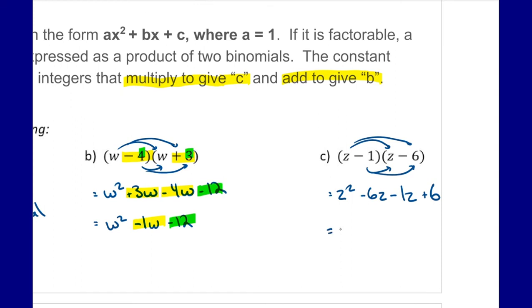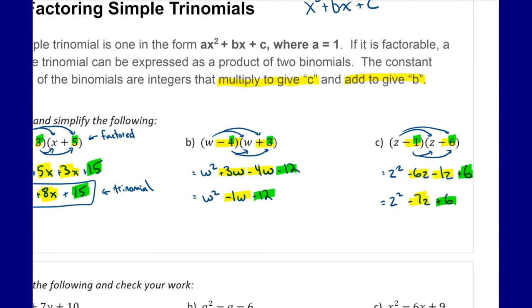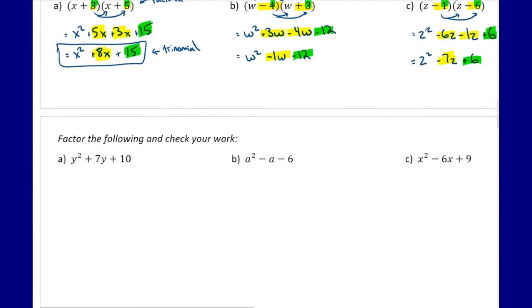Collect our like terms. We get Z squared minus 7Z plus 6. And again, we can find that relationship, or see that relationship between the terms of our trinomial and the terms of our factored form. It has that relationship of the two numbers multiply to give me the last one and add to give me the middle one. So when we're factoring, that's what we're looking for.